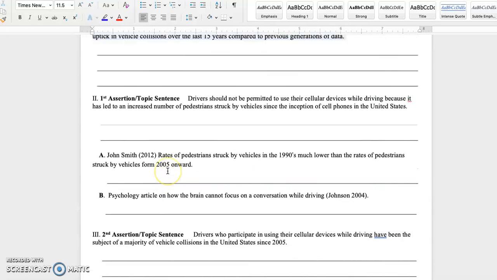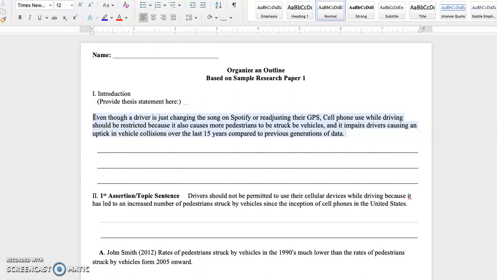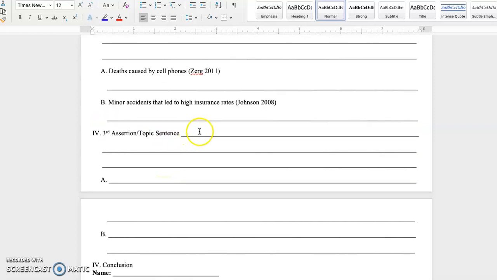After this, your third assertion, well, guess what? This is your counterclaim, if you choose to use one. And mine is the first dependent clause or subordinate clause that starts my thesis statement: even though a driver is just changing the song on Spotify or readjusting the GPS. I am going to attack this idea. Just because someone is playing with their phone for a noble reason, using GPS, or hey, maybe you're bored of a Spotify song, that's not a good enough reason to use your phone. And that's how I'm going to attack it right here.